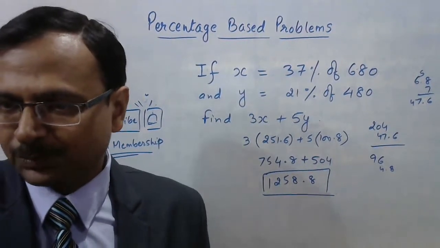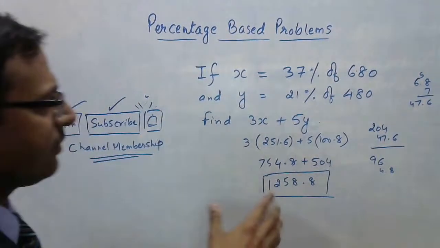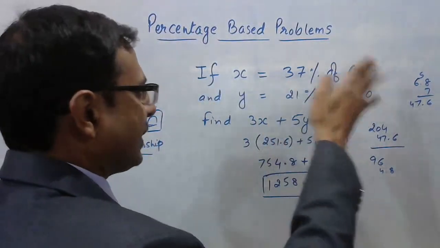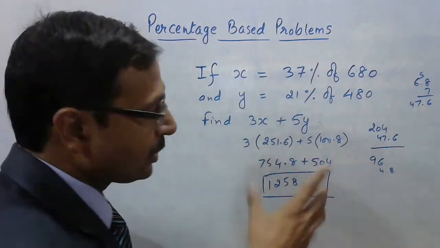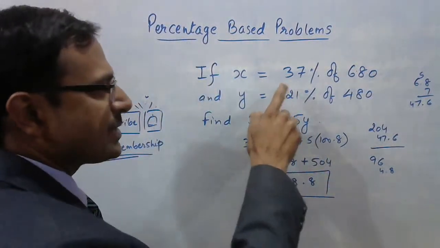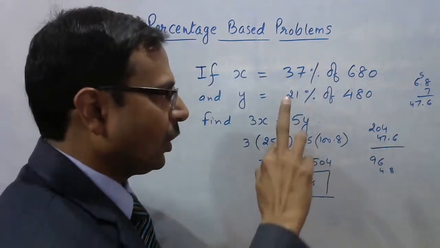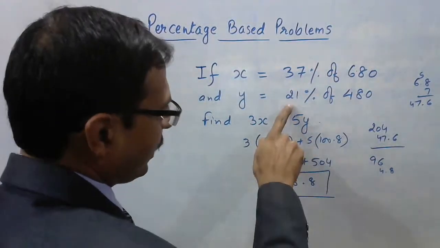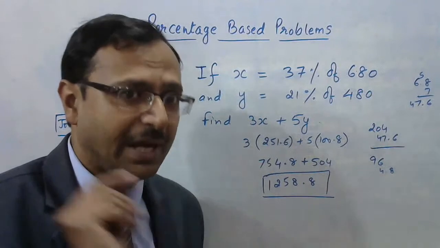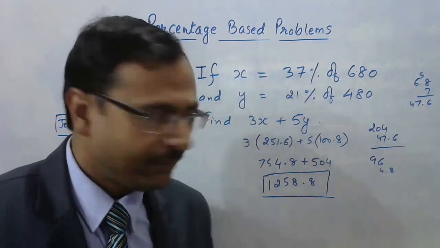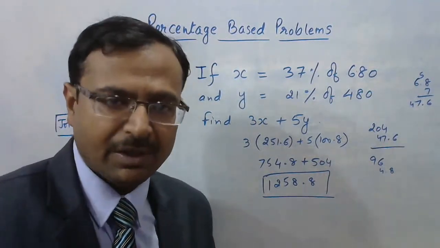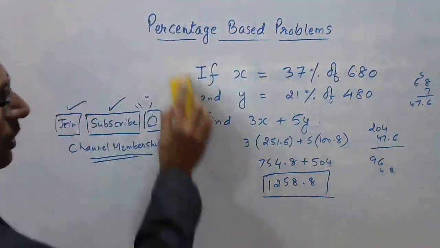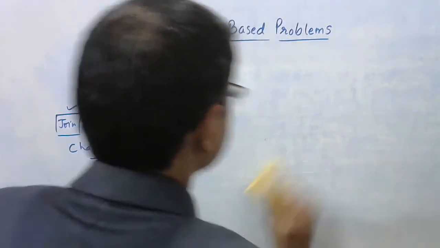Okay, so shortcuts. See, whatever I'm doing, I'm not using the traditional approach of multiplying 37 by this and putting the decimals. I'm doing it through a short trick only. 37% is 40 minus 3%, or 30 plus 7%. 21% is 20 plus 1. So if you are aware of 10%, 1%, and 0.1%, then every percentage can be found very easily using this amazing trick. Okay, so this was the 6th question.